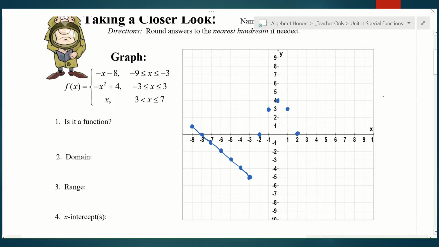And remember, we're plotting all the way until x is 3. When x is 3, y is negative 5. And again, I'm using a closed circle because 3 is included in that interval. Okay, so let's go ahead and connect those points.